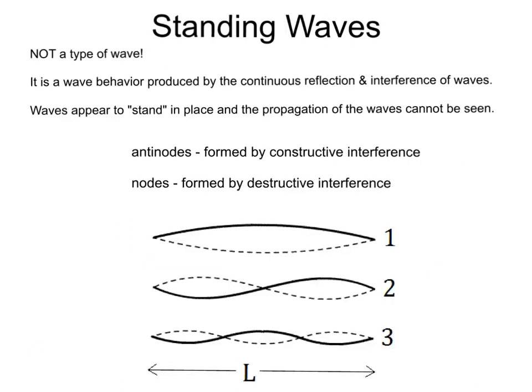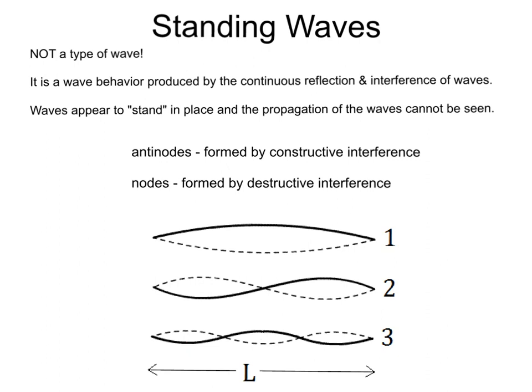Standing waves. It's important to recognize that standing waves are not a type of wave, but a wave behavior. It's a wave behavior produced by continuous reflection and interference of waves. It's where those waves appear to stand in place, and the propagation of the individual waves cannot be seen. In class, we saw these on the wave machine, and you'll produce these on a slinky or spring.